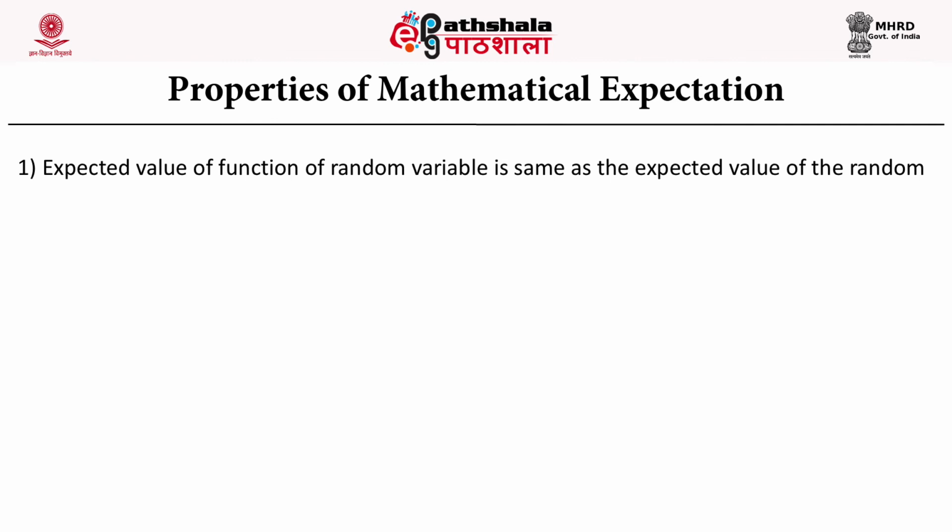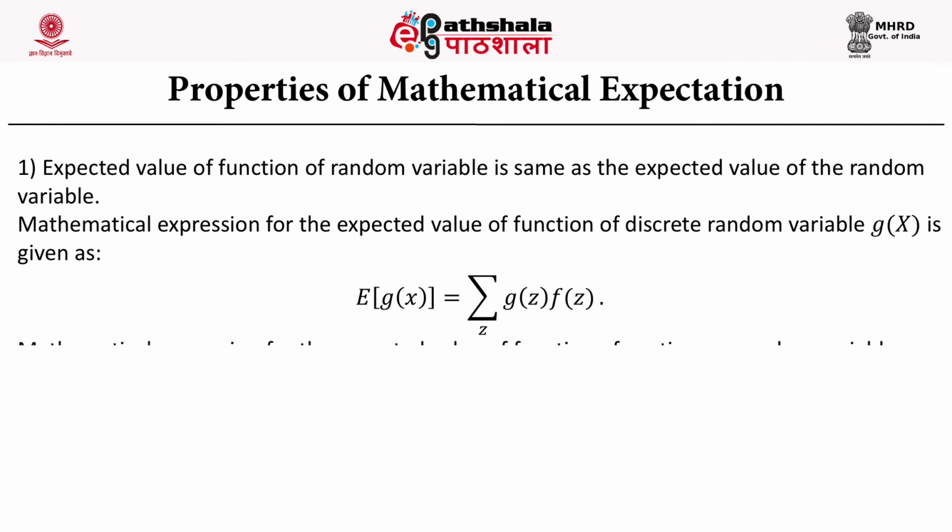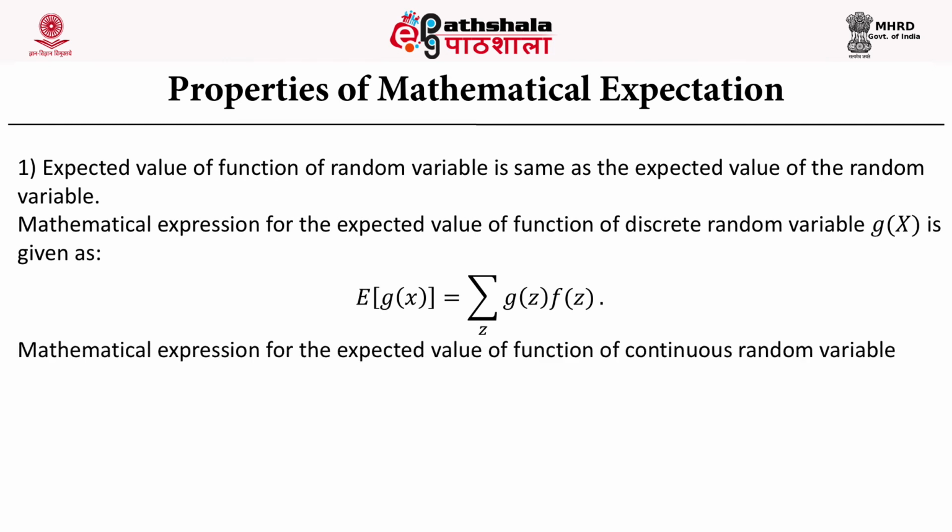The expected value of a function of a random variable is defined in the same way as the expected value of the random variable. The mathematical expression for the expected value of a function g(X) of a discrete random variable is the expectation of g(X), equal to the summation over z of g(z) f(z). For a continuous random variable, the expectation of g(X) is equal to the integral from minus infinity to infinity of g(z) f(z) dz.